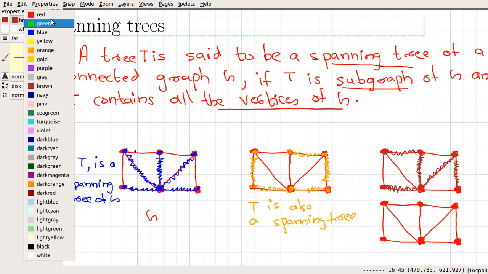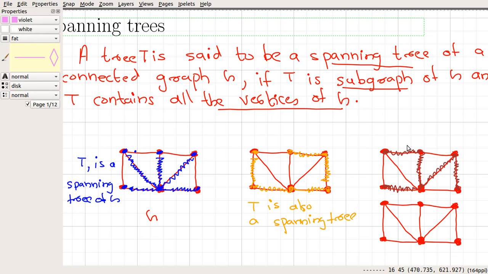Okay, so let me draw one more. Let's consider, for example, this one. From here you move to this one, from here you move to this one, and from here say you move to this one. Now you can see that this particular subgraph is a tree, a connected acyclic one, and also we can see that it contains all the vertices. So this violet subgraph is also a spanning tree.